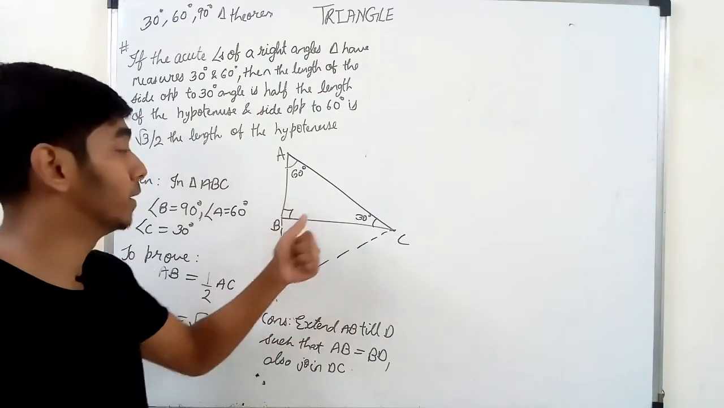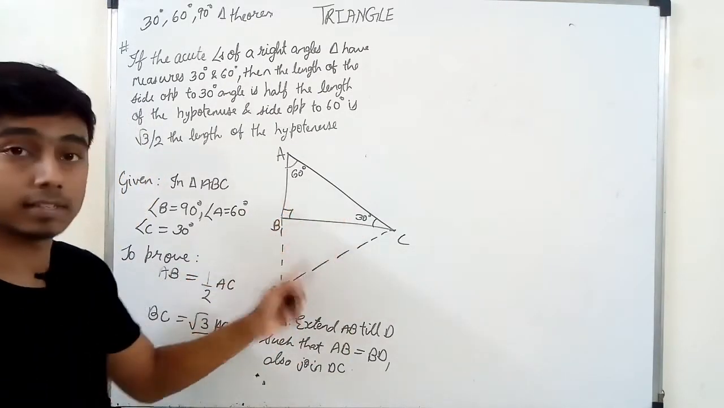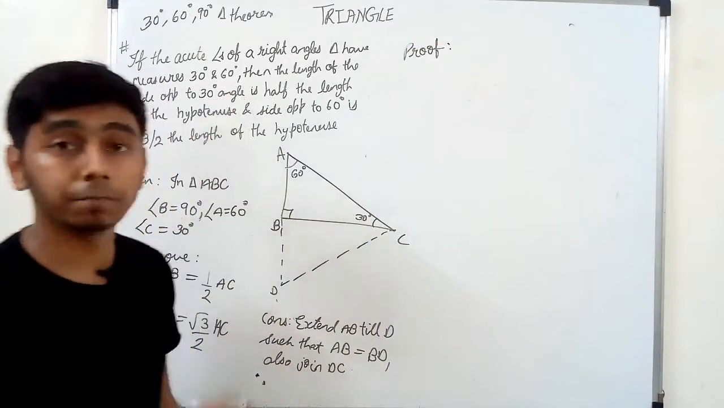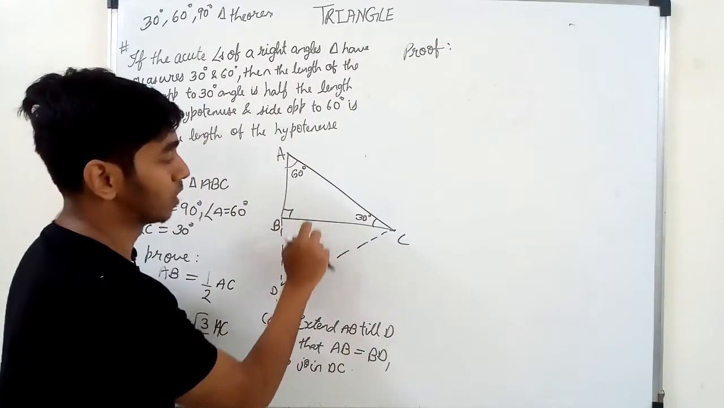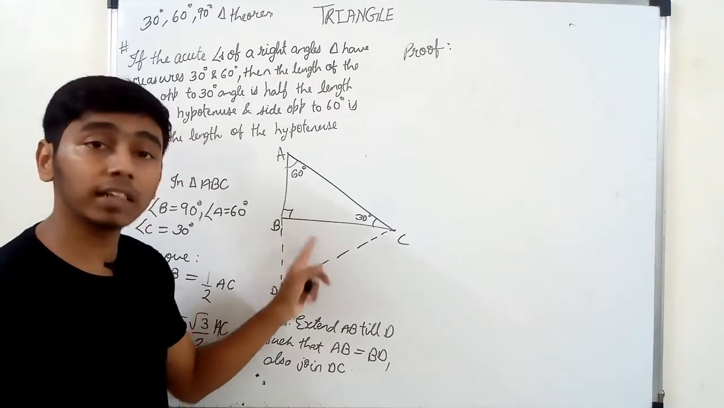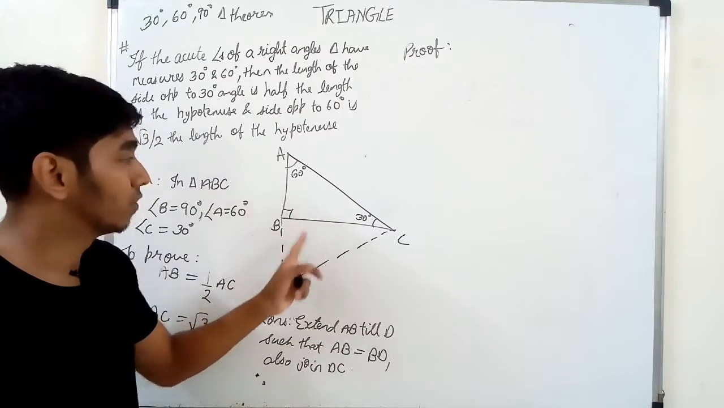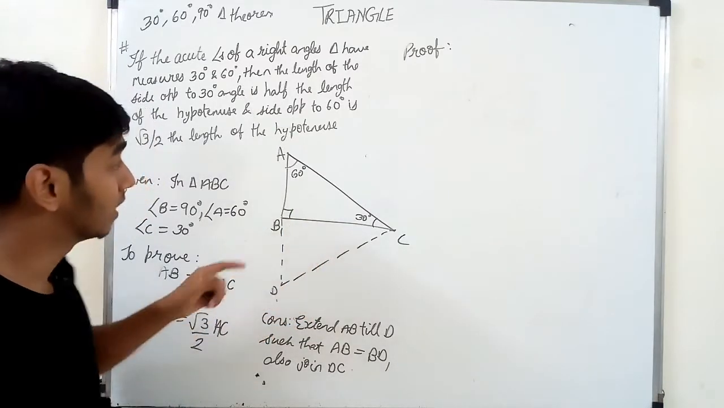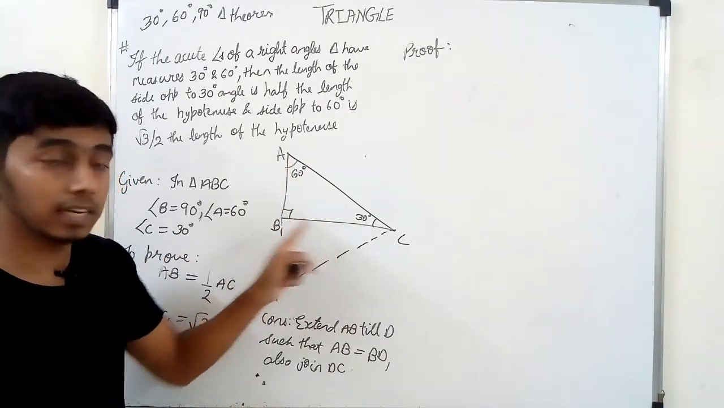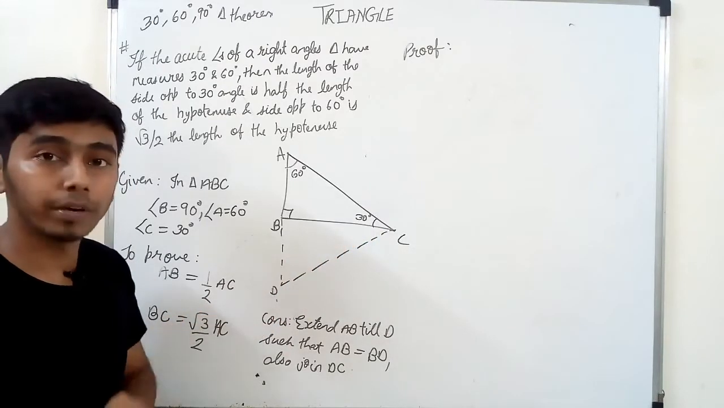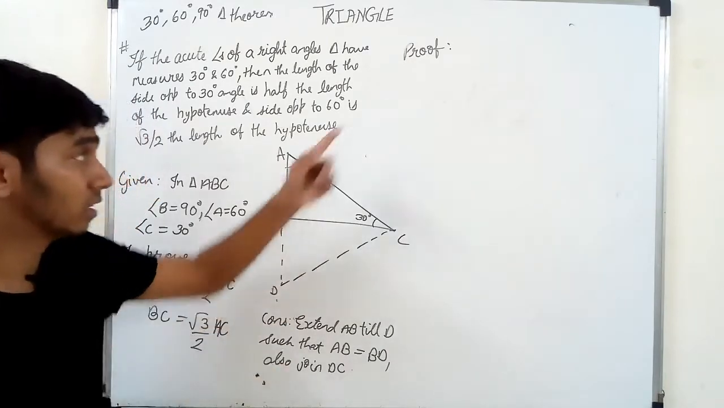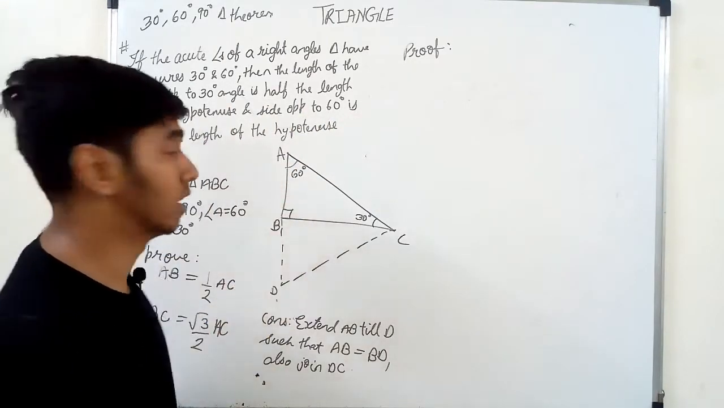Now, let's start with the proof. Let's see how it's done. Here we'll consider these two triangles. The first step will be considering these two triangles and proving them to be congruent. If we are able to prove that these two triangles are congruent, then we can say that this angle and this angle, which are BAC and BDC, are also congruent. So this will become 60 degrees. I hope you are getting it. If you're not, then let's do the proof here.